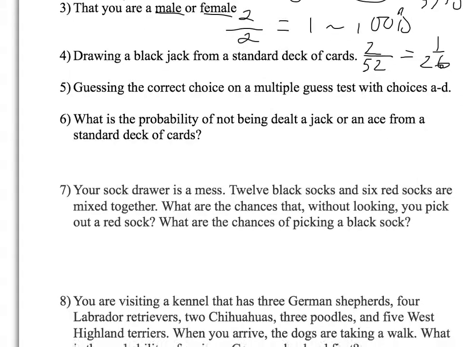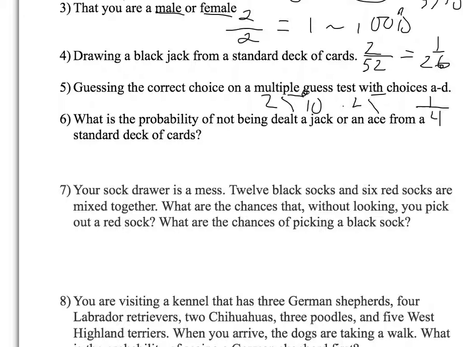Now, 5 is, what's the probability of guessing correct on a multiple choice test with choices A through D? We're assuming there's only one correct answer, so there's one favorable outcome. And if we count up A through D, A, B, C, D, there's 4 choices. So 1/4, which you could turn into the decimal 0.25, which you could say there's a 25% chance of just guessing the right answer on that.